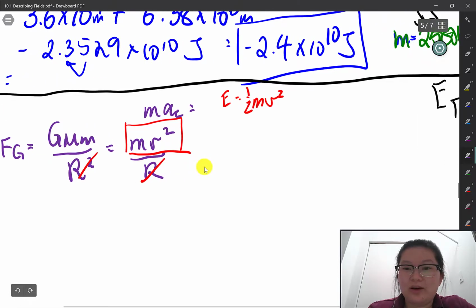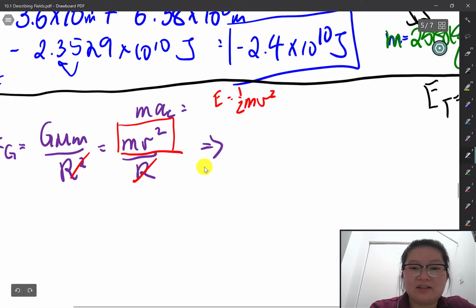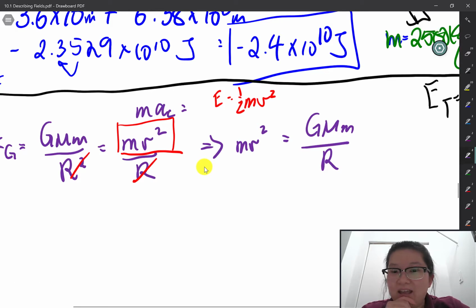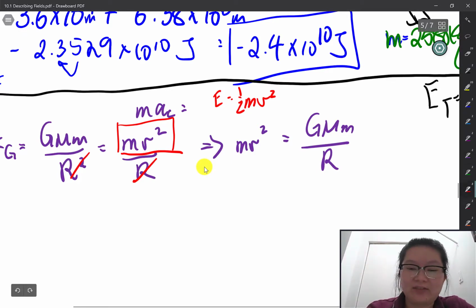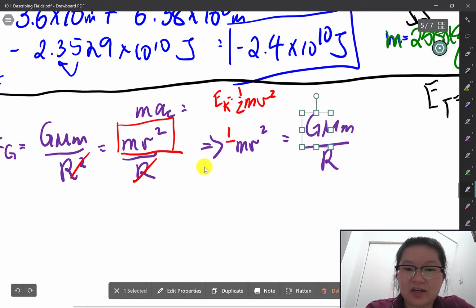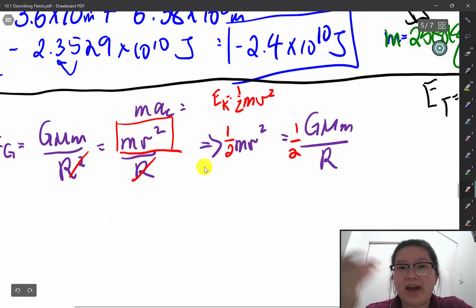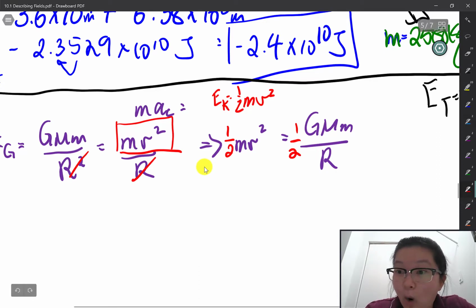And whoa, that was very convenient, because now we just have mv squared equals big G, big M, small m over r. Hey! That's interesting. Doesn't that just look like the gravitational potential energy? We're not done yet, though. We still need to add the half to give us the kinetic energy. So let's put the half in, okay? And of course, if I multiply both sides by half, it doesn't change my equation. But hey, look! Now we have kinetic energy.